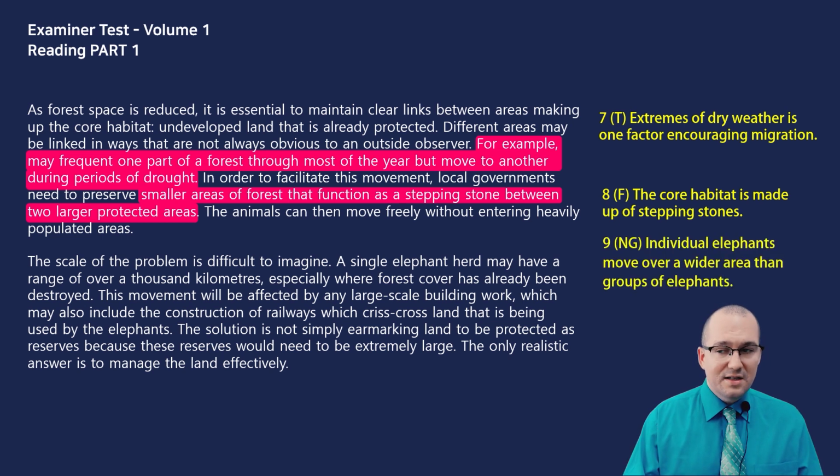For question 9, it's not given. They talk about individual elephants moving over a wider area than groups of elephants. Well, there's no evidence of that. They do talk here about a single elephant herd that may have a range of over 1,000 kilometers. But this is a single elephant herd. Those words go together. They only talk about a herd of elephants, which is a group. And there's nowhere in this article where they compare whether an individual elephant travels further than a group of elephants or a herd of elephants.